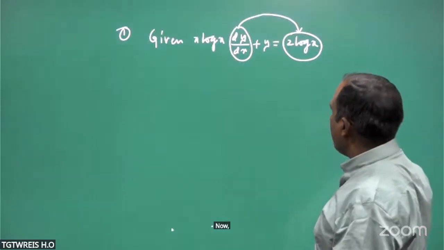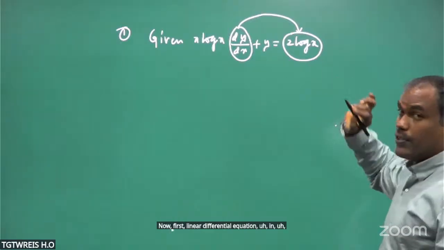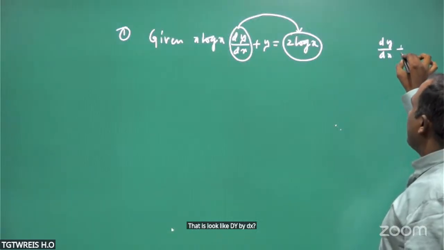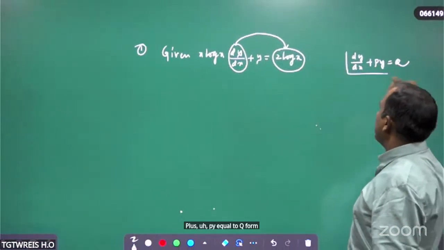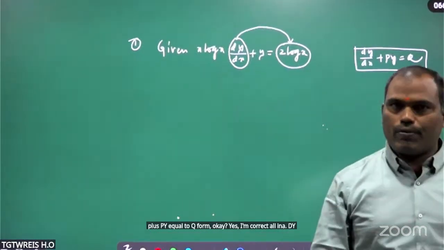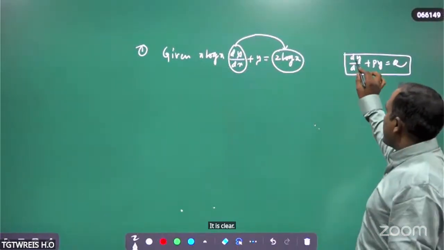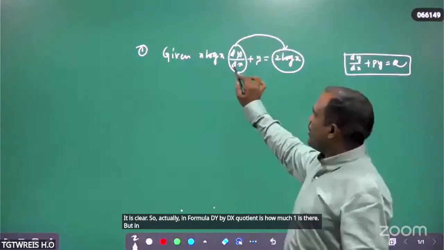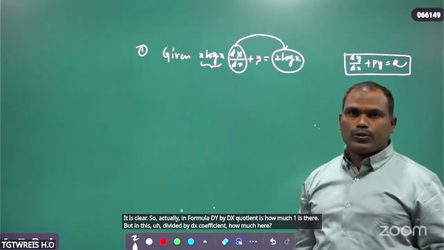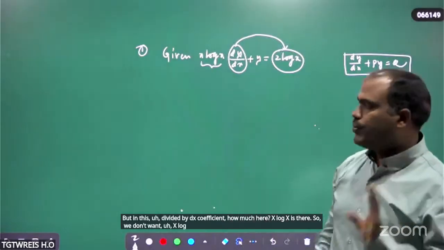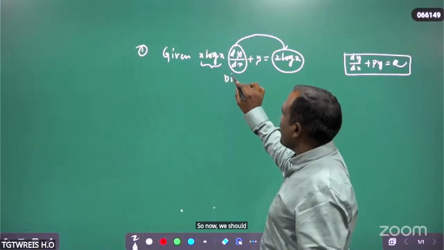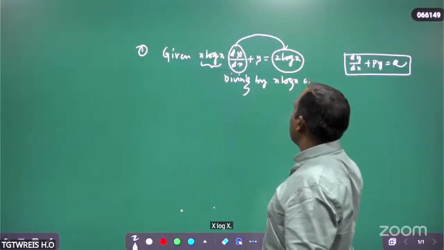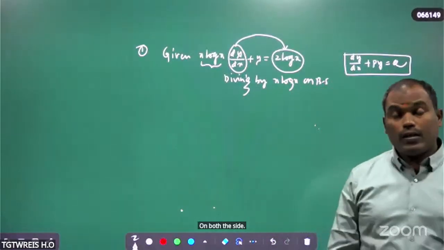Linear in y looks like dy by dx plus py equal to q. In the formula the dy by dx coefficient is 1, but here the dy by dx coefficient is x log x. So we don't want x log x. Now we should divide by x log x on both sides.